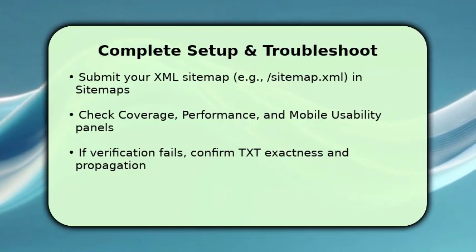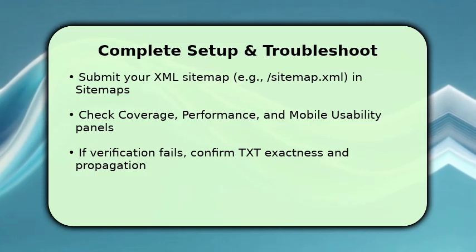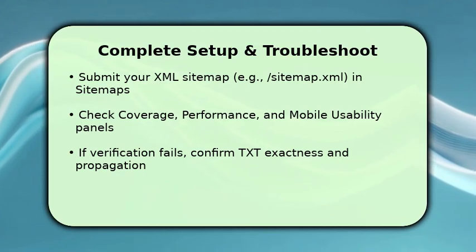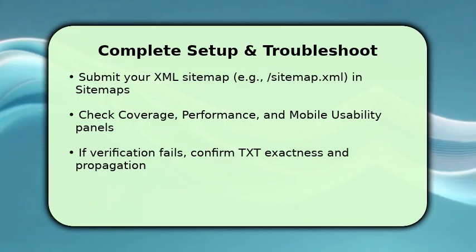Enter the sitemap path under Sitemaps and hit Submit. Then review coverage to fix errors, check performance for queries and clicks, and inspect important URLs with the URL inspection tool. If you encounter issues, remember one key troubleshooting tip.